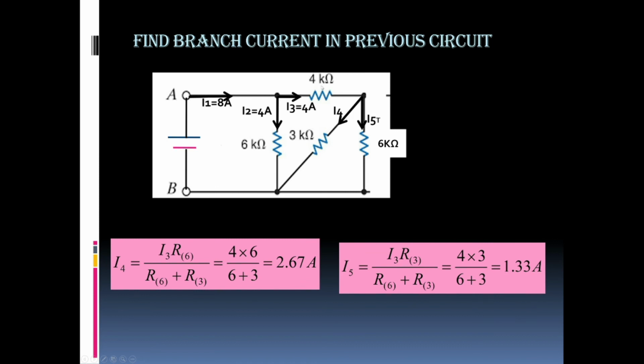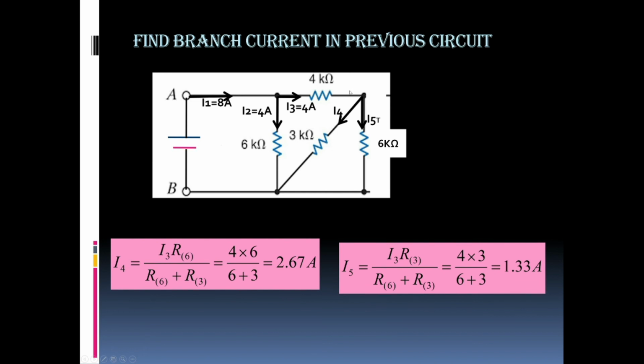Next previous circuit is this circuit. Here you know that I1 is 8 ampere. It gets split into I2, which is 4 ampere, and I3, which is 4 ampere. The I3 current gets split here again as I4 and I5. So you have to find the current through I4. If you're finding I4, then the total current for these two branches is 4 ampere.